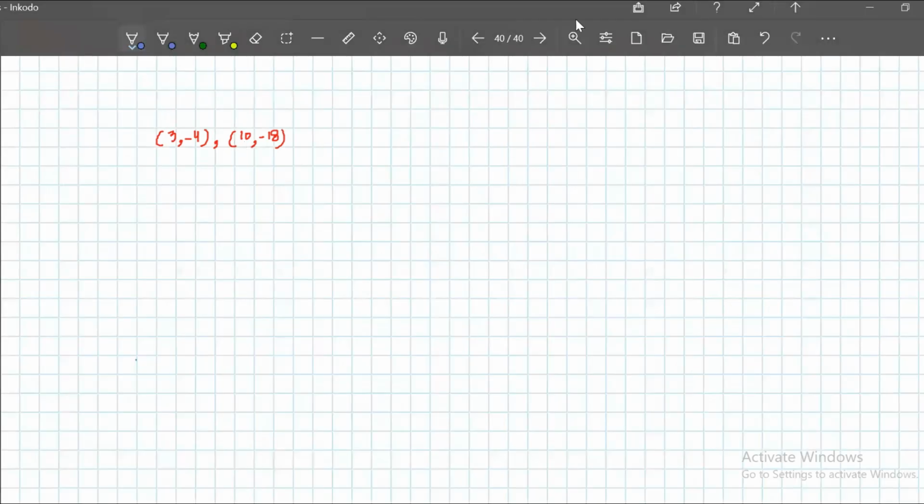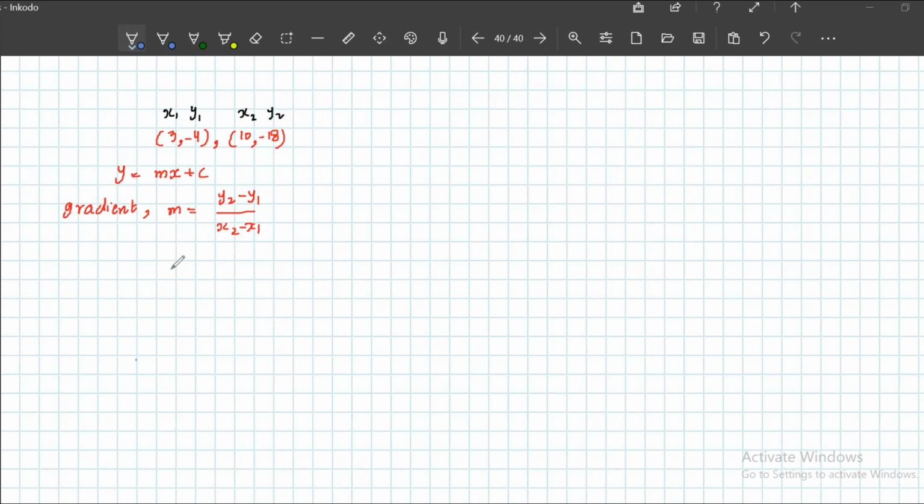I will first find out the gradient, because we know the general equation of a straight line is y is equal to mx plus c. So for that we are looking for m. So when you have 2 points, like in ordered pair or coordinate form, we use the gradient formula. For gradient, m is equal to (y2 minus y1) over (x2 minus x1). So let's suppose we consider 3 as x1 and minus 4 as y1, then 10 is x2, and y2 we have negative 18.